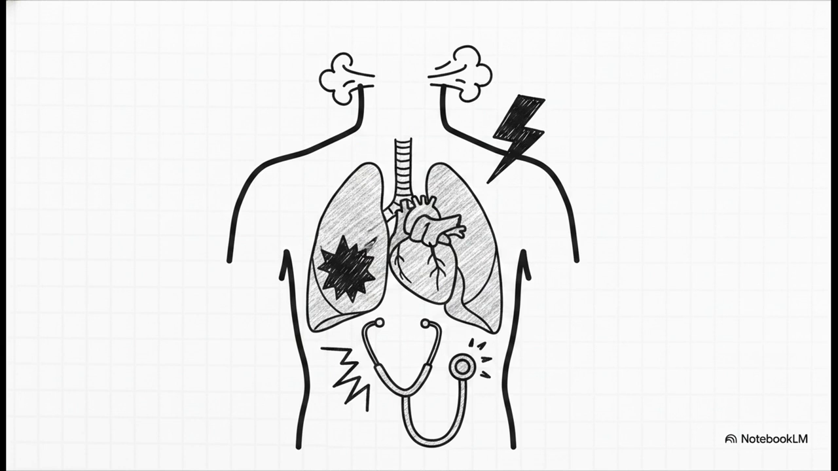On exam, you might also hear a loud pulmonic component of the second heart sound, that's your loud P2, and you'll see tachycardia, exactly like our patient's heart rate of 104. Basically, the clot has officially hit her lungs.